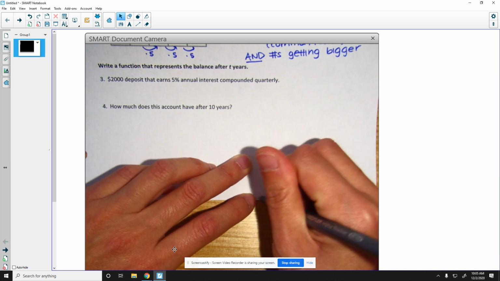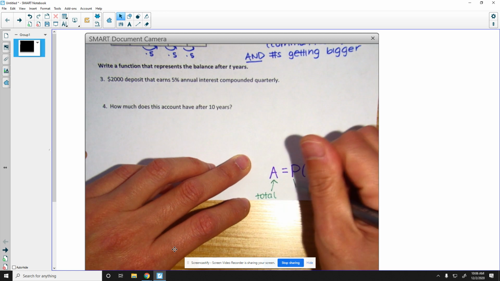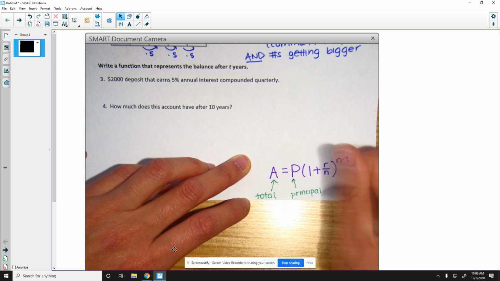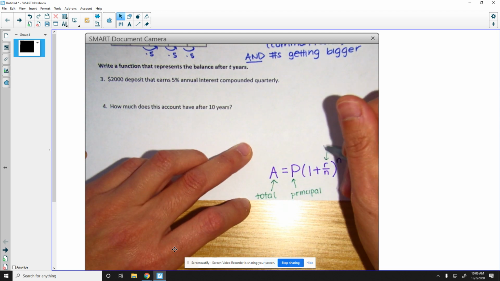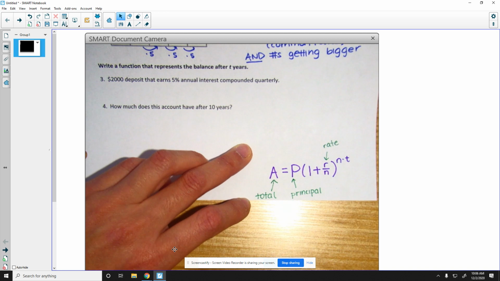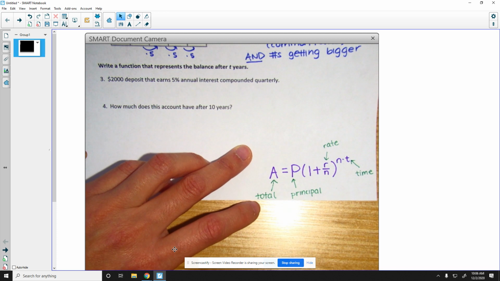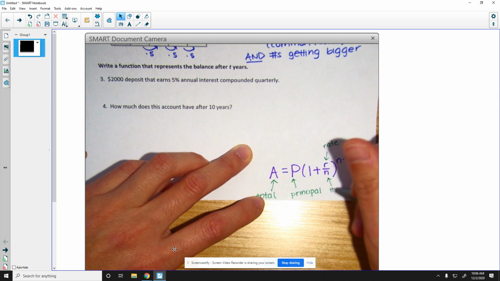So A would be your total, not just the interest, but your final total, your final amount. Your P stands for your starting point, called your principal, or really it's like your y-intercept, your initial amount. Your R still stands for your rate, written as a decimal. Your T still stands for time. This is the new one that all the kids always forget about, the N. Does anyone remember from yesterday what the N stands for? Yes, Rowan? It is the number of times it's counted a year. So number of times per year.